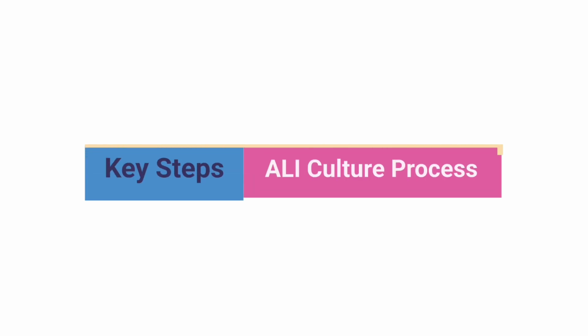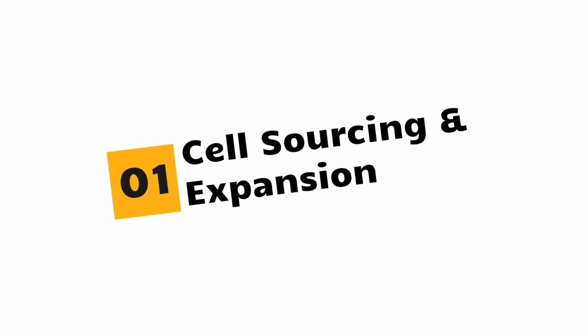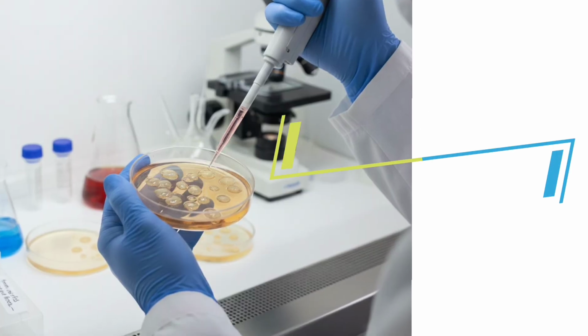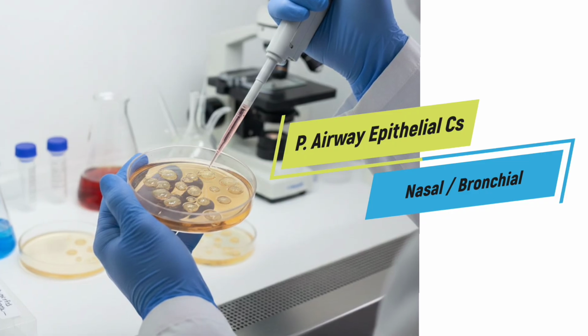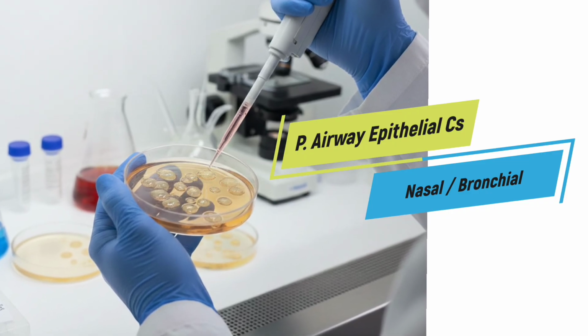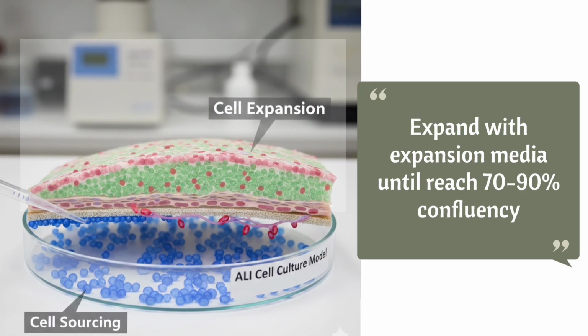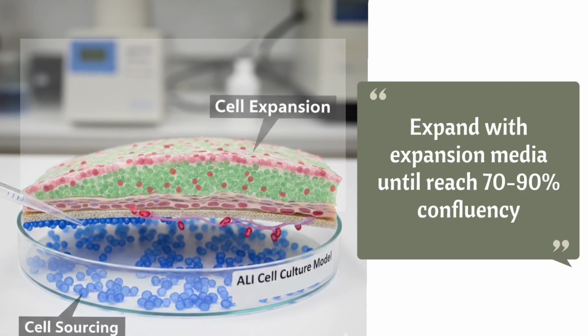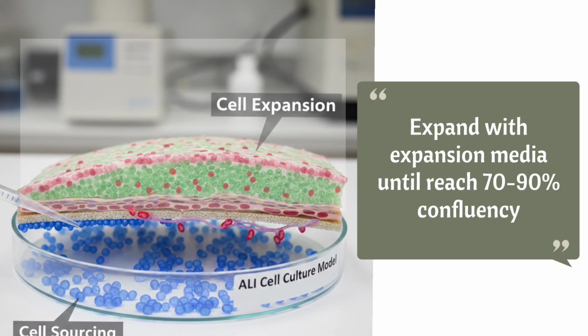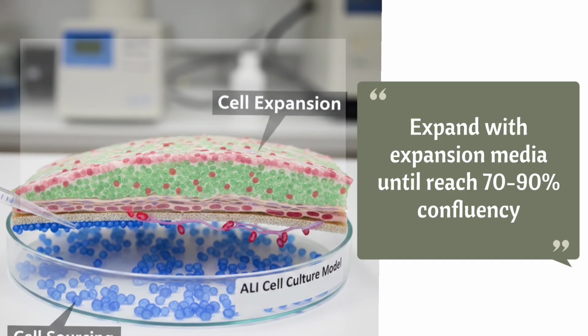Key steps in the ALI culture process. Number 1. Cell sourcing and expansion. So obtain primary airway epithelial cells, for example nasal or bronchial. Now expand these cells in standard tissue culture flasks with expansion media until they reach 70 to 90% confluency.